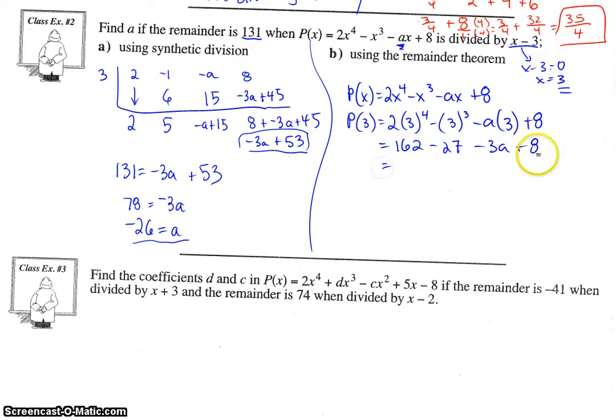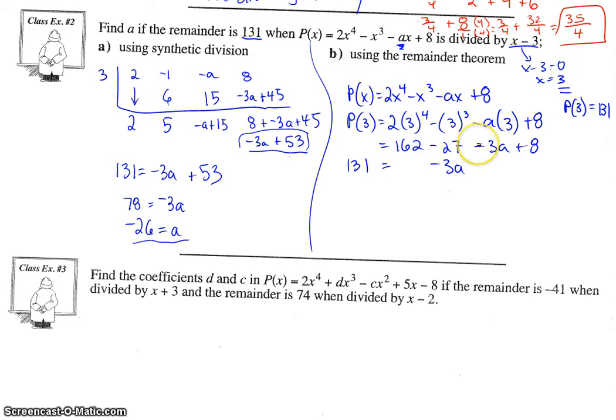We have some constant terms we can put together. So I would add the 8 to the 162 if you're doing this in your head. That gives you 170, which is easier to take away 27. So that would be 143 minus 3a. Okay, but what's on the left-hand side? Well, we know using remainder theorem that p at 3 equals our remainder, right? P at 3 should equal, what's our remainder? 131. So we put 131 in here, subtract 143 to the other side, and it doesn't look like we're going to get the right answer.